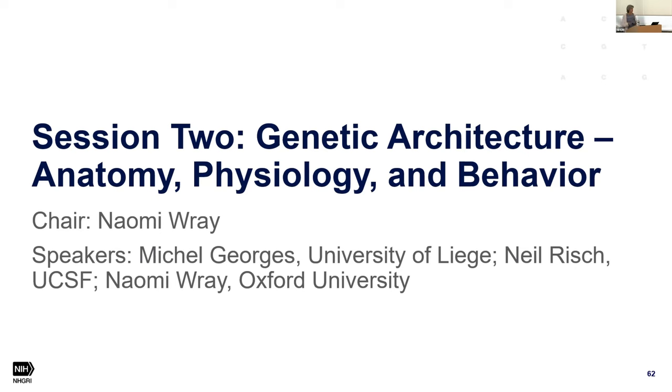It doesn't make sense to me that the genetic architecture of livestock traits would be different to the genetic architecture of human traits. And so it's with great pleasure that I'm going to introduce Michel George, who's Professor of Genetics and Genomics at the University of Liège in Belgium. He is well known in the livestock genomics community for his functional genomics work. He also works on inflammatory bowel disease in humans. And so I think his story about muscling in cattle is going to be very insightful. So I'm really delighted that Michel's here today to join us.